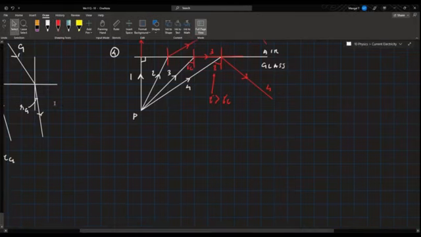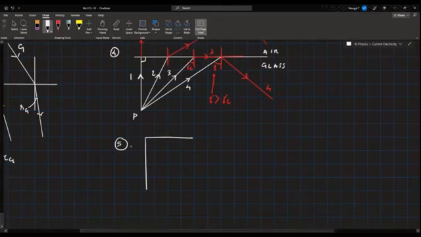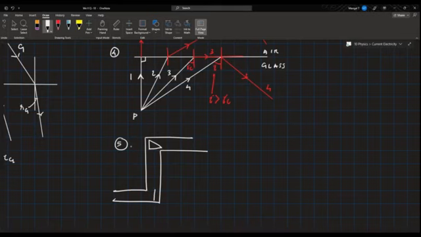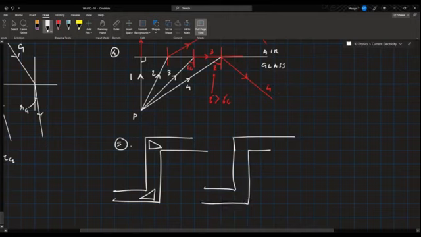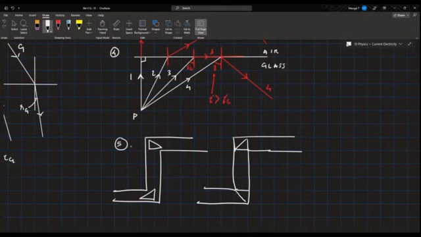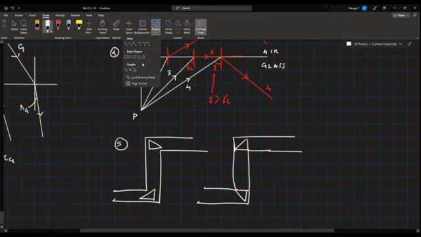Then there was one more question. The prisms were kept this way. Is this the correct combination or correct orientation? Yes, this is for the periscope. So that is the correct orientation.